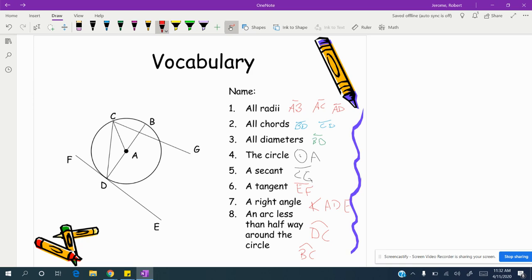All right, guys, work on the homework tonight, and in the next lesson or two, we're going to pick up more work with those tangents and the fact that they're supposed to be perpendicular, and we will move forward from there.